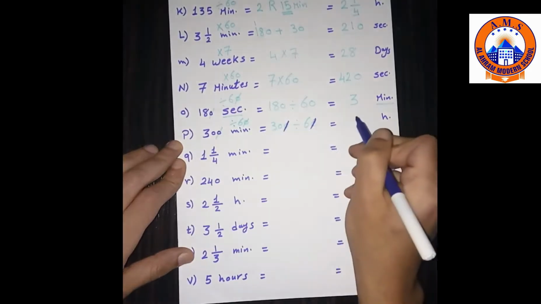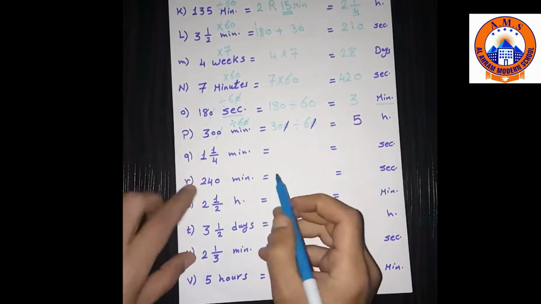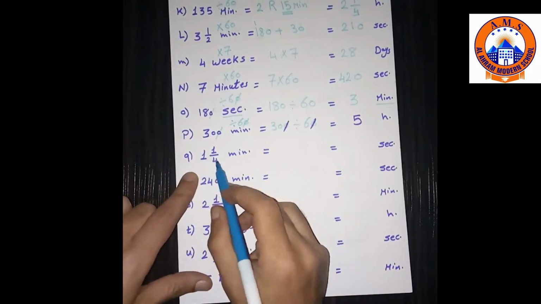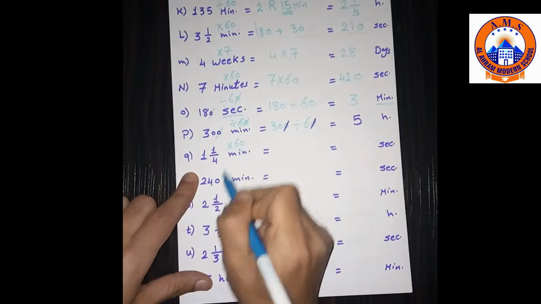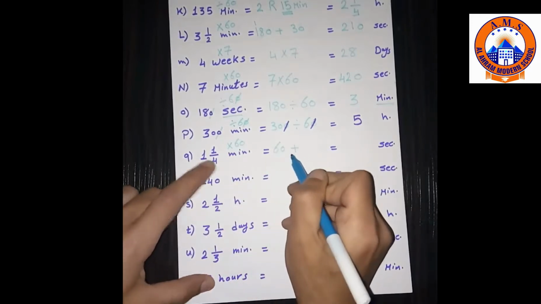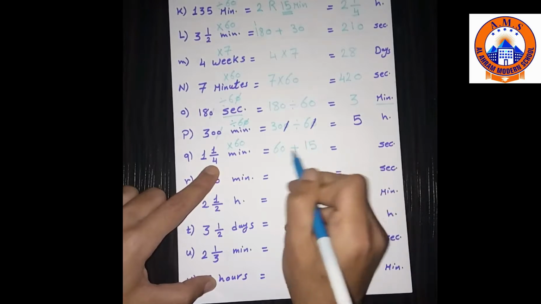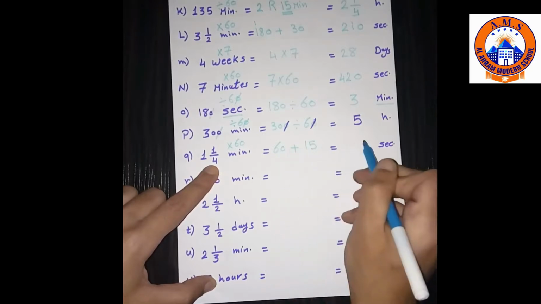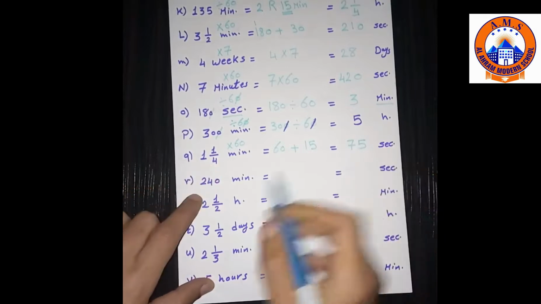30 divided by 6 equals 5. So our answer will be 5 hours. We want to change 1.25 minutes into seconds. From minutes to seconds, we multiply by 60. 1 minute equals 60 seconds. Added to the quarter of a minute, which equals 15 seconds. So we will add those two answers. 0 plus 5 equals 5, and 6 plus 1 equals 7.